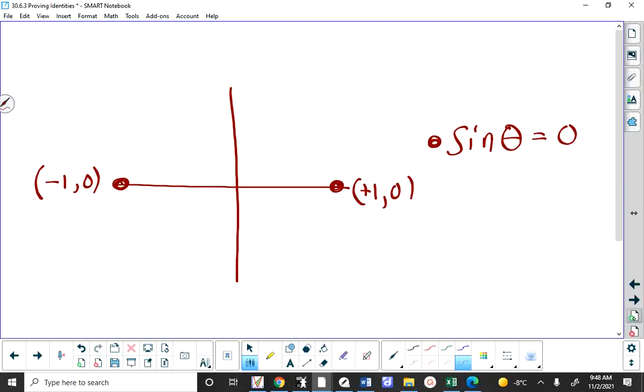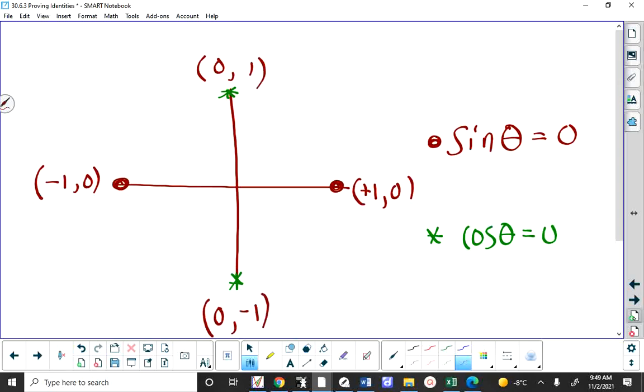And you would probably say something on a written response that at these locations cosine of theta is equal to 0 because the x coordinates here are 0, and that's the cosine. So you would explain it.